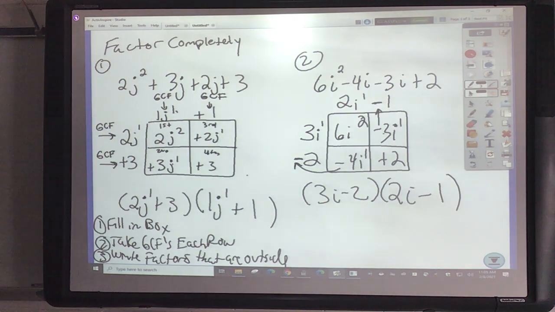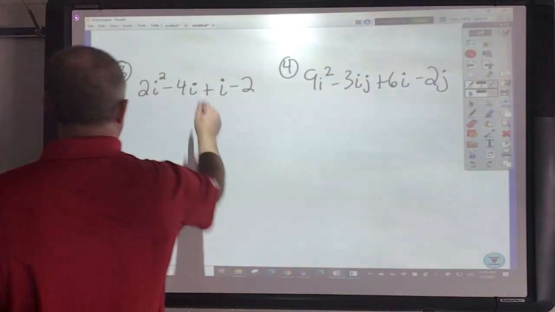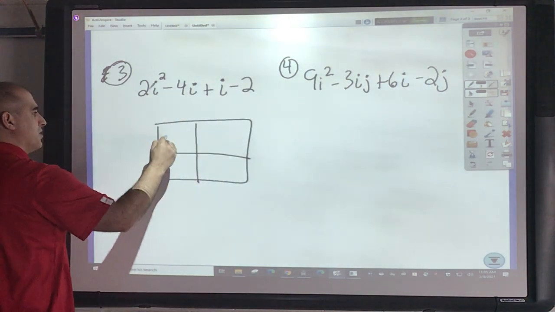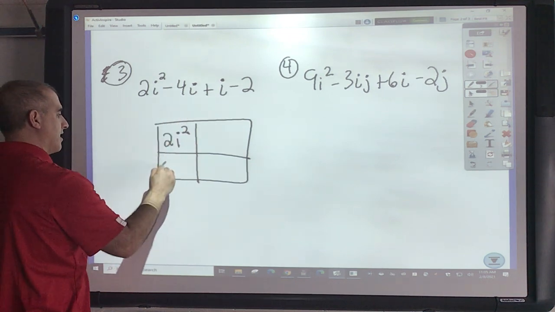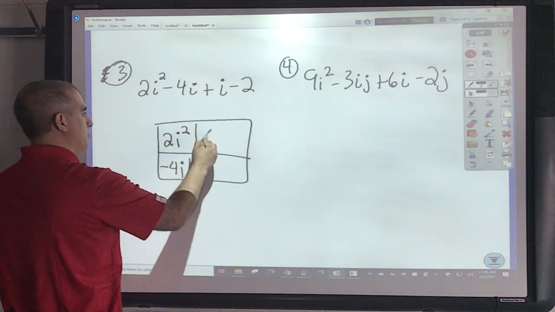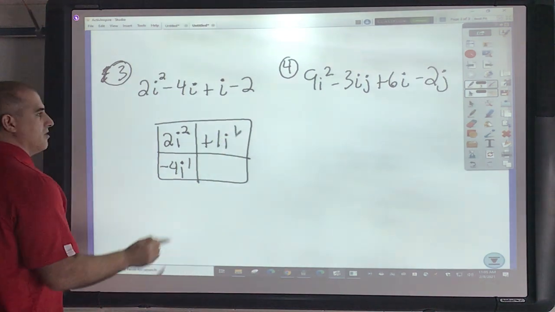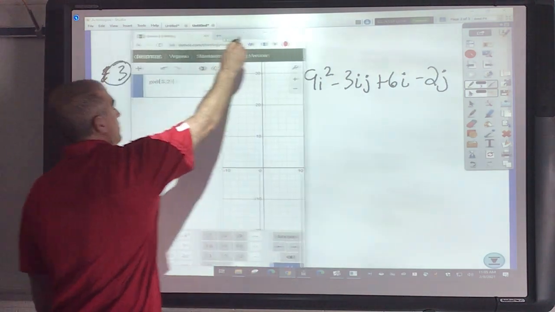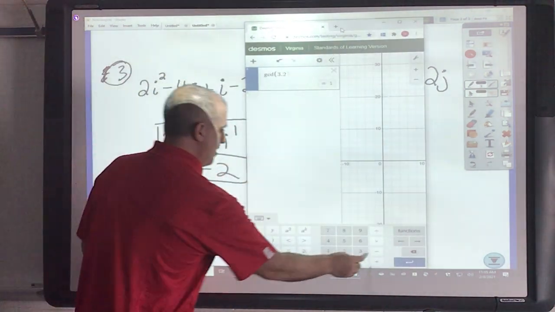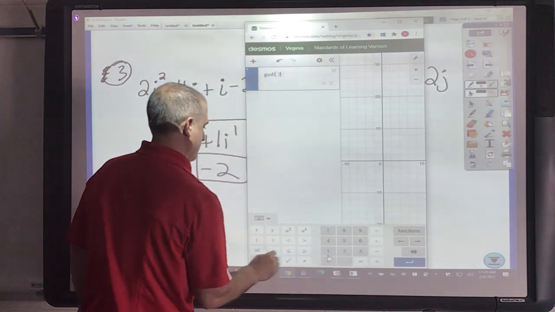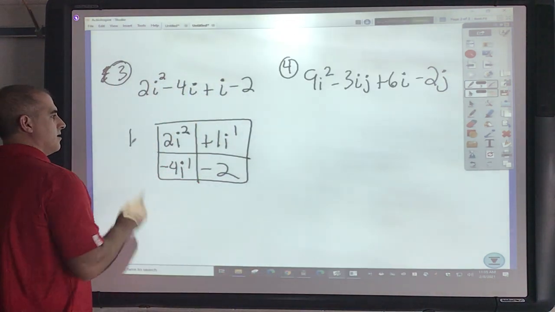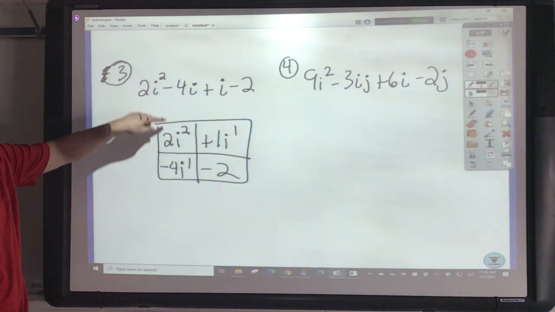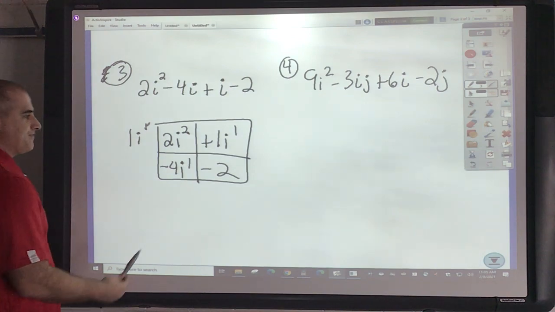All right, we're going to do 2 more, and then I'm going to give you 4 to do on your own. All right, so got my box here. Okay, 4 terms. 2i squared, -4i to the first power, plus 1i to the first, so I'm going to put all those in there, minus 2. Okay? All right? So, I got 2 and 1. 2 comma 1, which is 1. They both have an i, and that would have to be i to the first. So you got to think, 1 times what would have to give me 2? That's got to be 2.